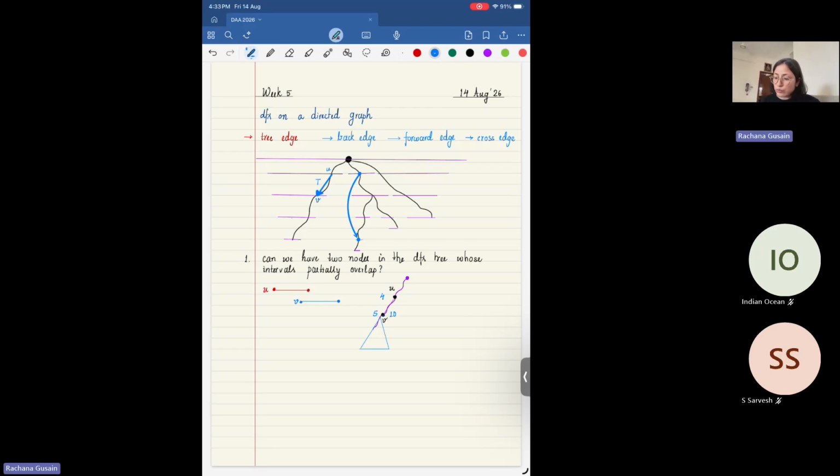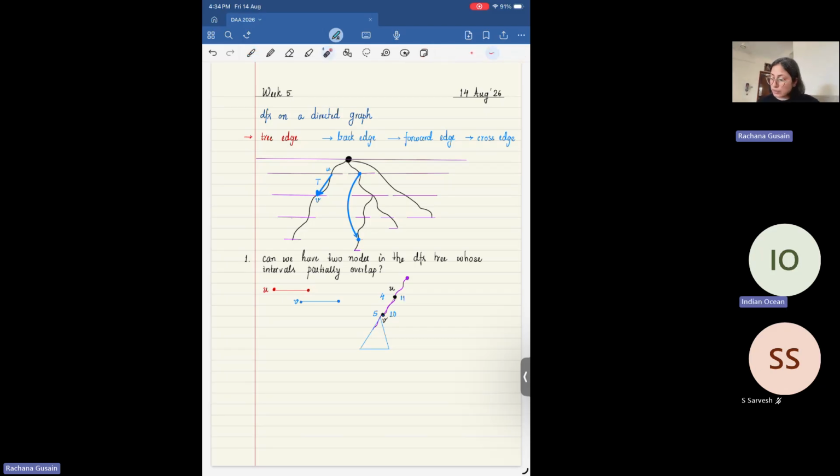Once I am done with V, then I go back to U and see if there is some other node that I need to explore from U, some other node that is adjacent to U and has not been explored yet. If there is one, I'm still not going to assign any finishing time to U. If there are no other nodes, then I'll assign it a finishing time of 11.